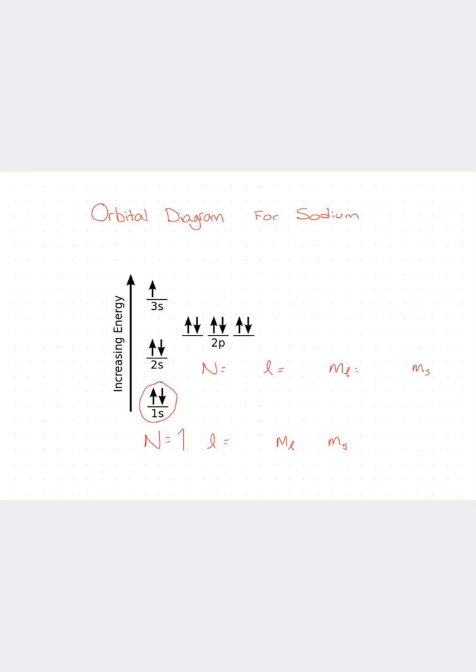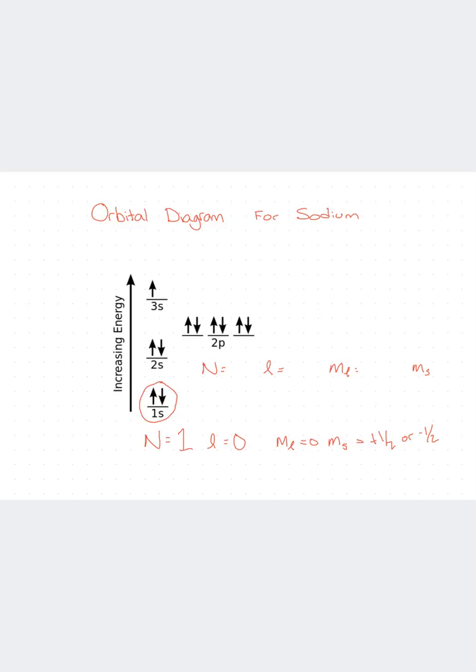So for an N of 1, we could get an L of N minus 1, which is 0. Well, for m sub L, we would have all the integer values between negative L and L. So that, in this case, is only 0. However, for our electron spin, we can have plus 1/2 or minus 1/2, which is what we see represented by the arrows, one going up and one going down. Two electrons in the N1, L0, mL0 with a plus 1/2 or minus 1/2.